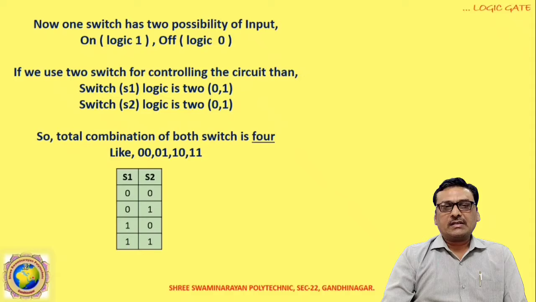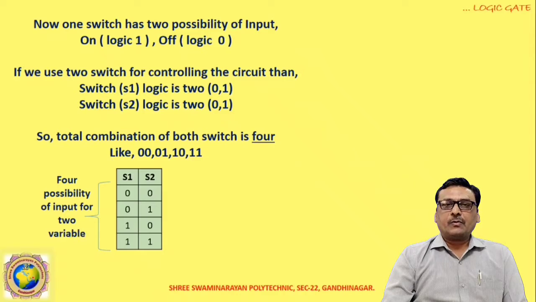Then we see what happens to the output in the circuitry. Suppose the inputs are S1 and S2, and the combinations are 00, 01, 10 and 11. Every student must remember this sequence, 00, 01, 10 and 11, for this particular subject. Everyone must remember these four combinations for the two switches, or two inputs. This is called the four possibilities of our inputs.